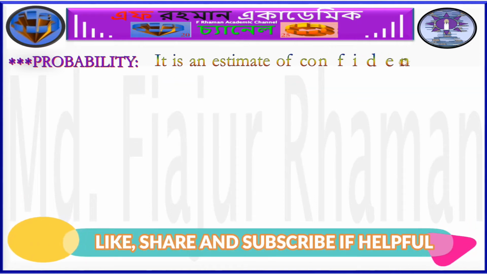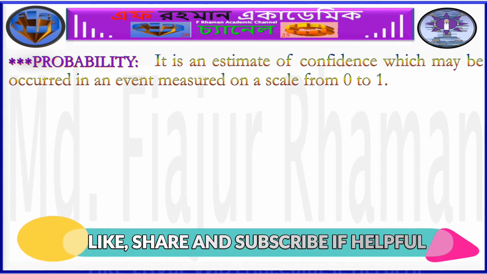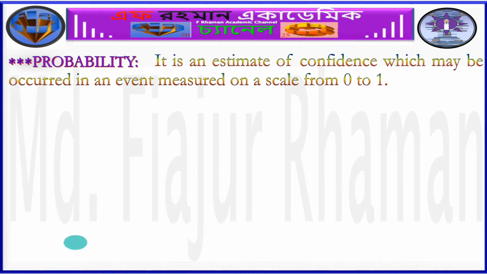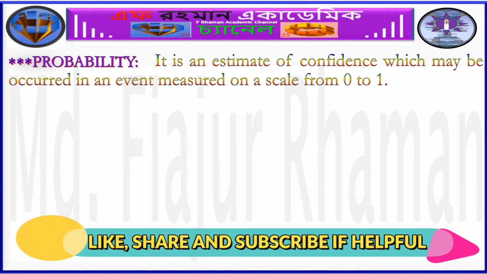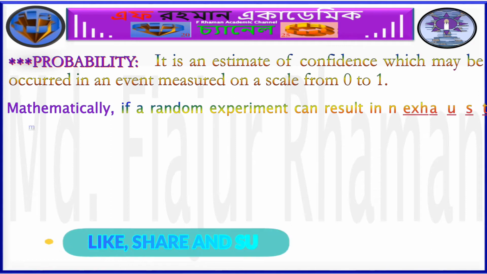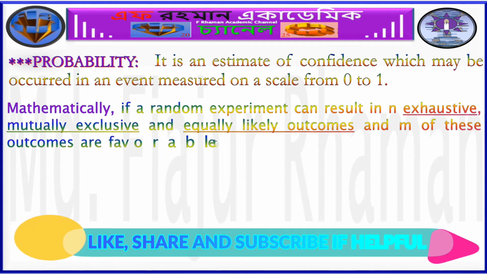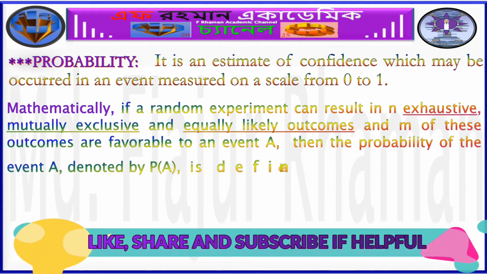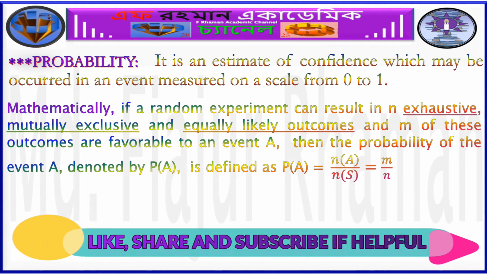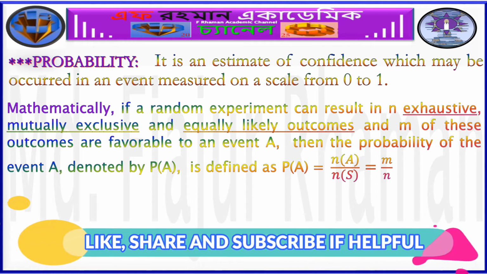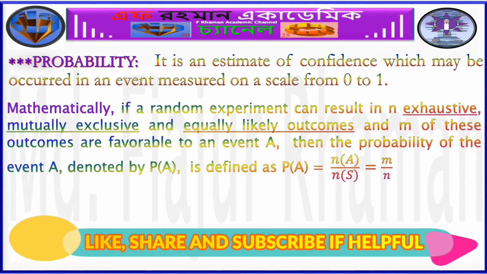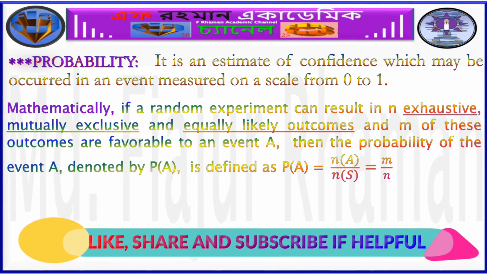Probability. It is an estimate of confidence which may be occurred in an event measured on a scale from 0 to 1. Mathematically, if a random experiment can result in n exhaustive, mutually exclusive, and equally likely outcomes, and m of these outcomes are favorable to an event A, then the probability of the event A, denoted by P(A), is defined as P(A) = n(A)/n(S) = m/n.